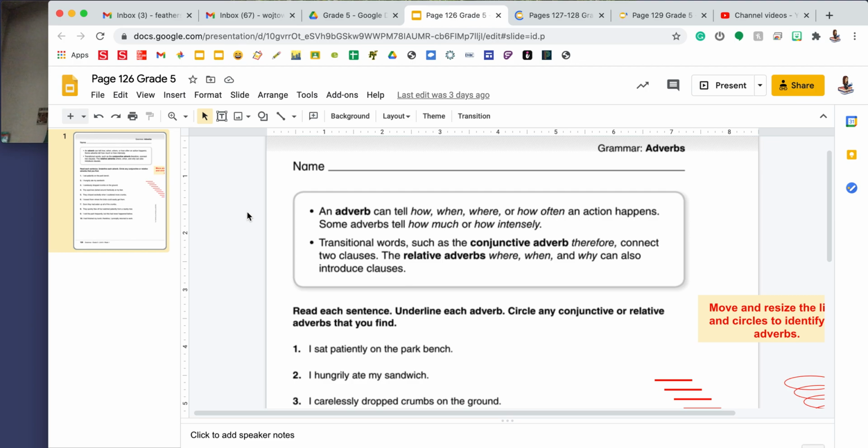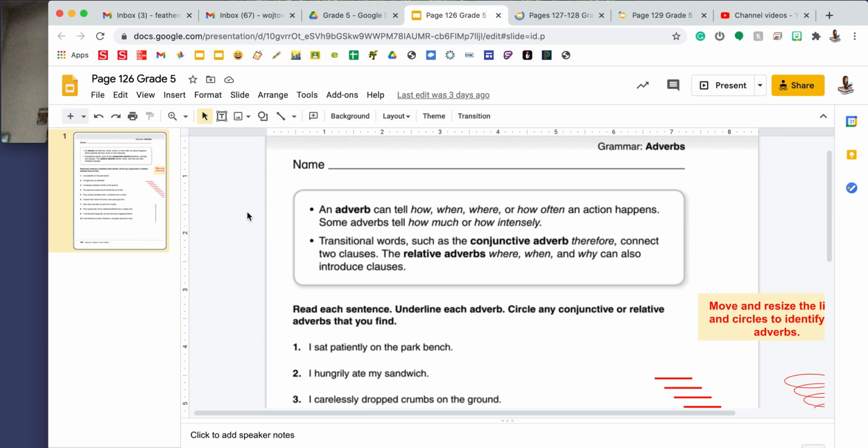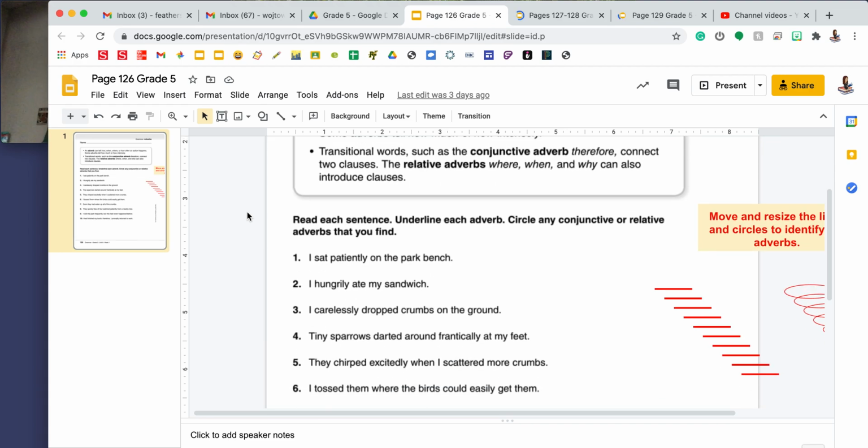The box at the top tells us that an adverb can tell how, when, where, or how often an action happens. Some adverbs tell how much or how intensely. Transitional words such as the conjunctive adverb therefore can connect two clauses. The relative adverbs where, when, and why can also introduce clauses.